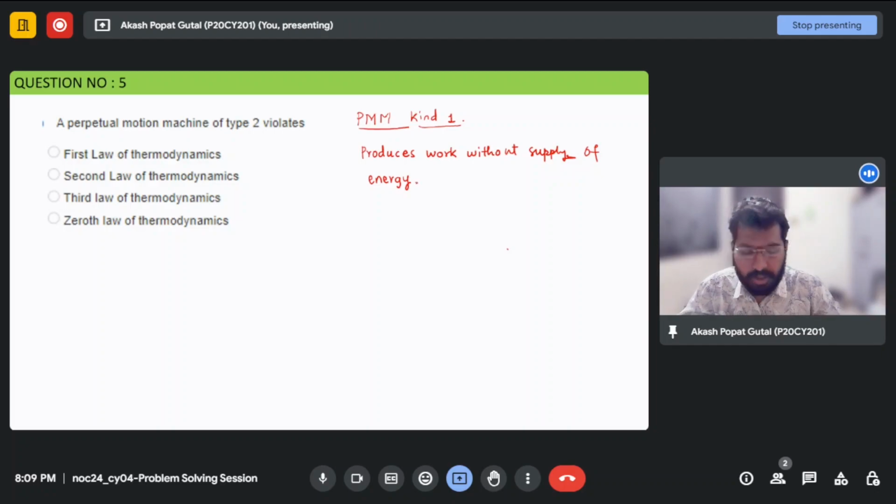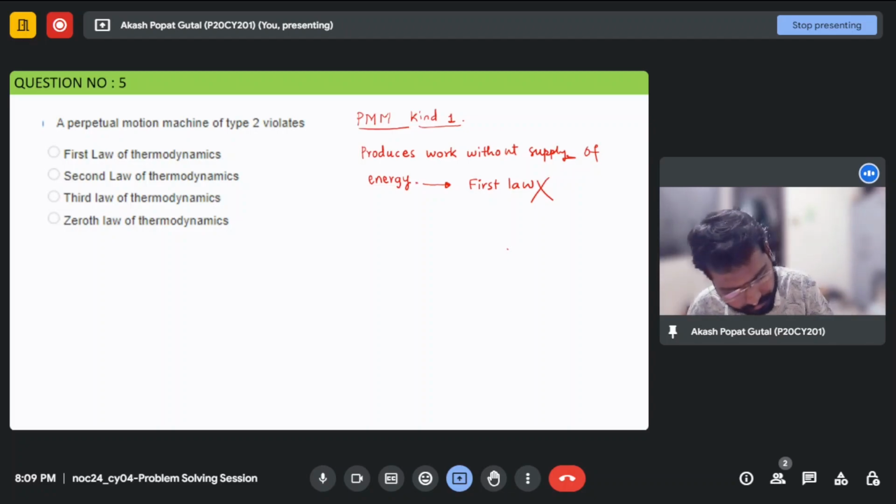So this is impossible because it violates the first law of thermodynamics. It totally violates the first law, because the first law says energy cannot be created and cannot be destroyed. This PMM of first kind is doing work without getting energy from anywhere, which means it is violating the first law of thermodynamics.